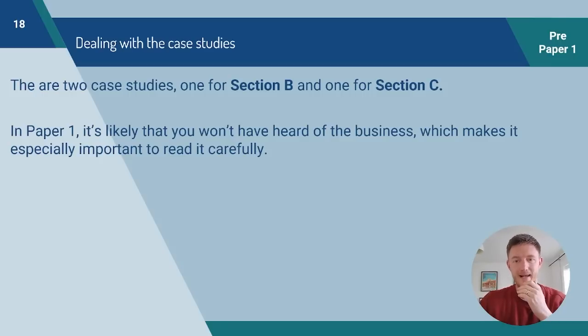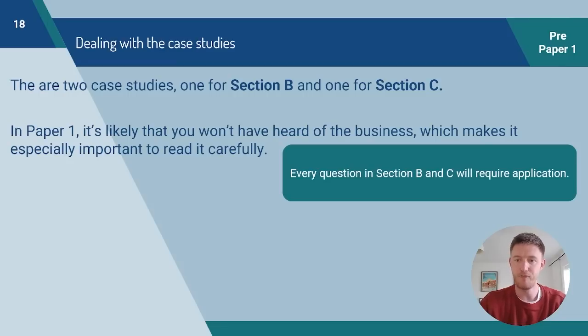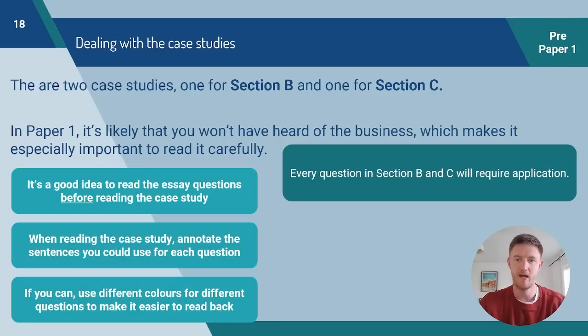In paper 1, unless the small business they happen to choose just happens to be around the corner from where you live, you're probably not going to have heard of it, which makes it really important to read the case studies carefully. Every question in sections B and C will require application. So what I would recommend doing is reading the essay questions at least before you read the case study. And then when you're reading the case study, try and look for things you can use in each question while you're reading it the first time.